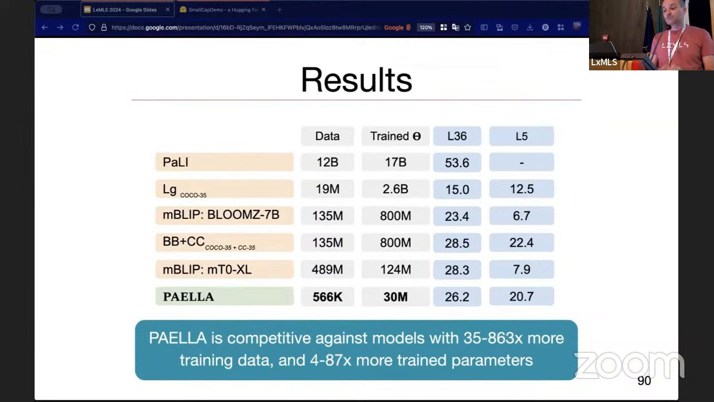And it's performing competitively against everything except for PaLI, even though it has such a small amount of data used to train it. These multipliers are just enormous.